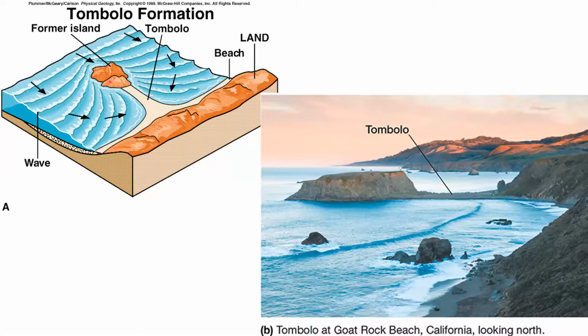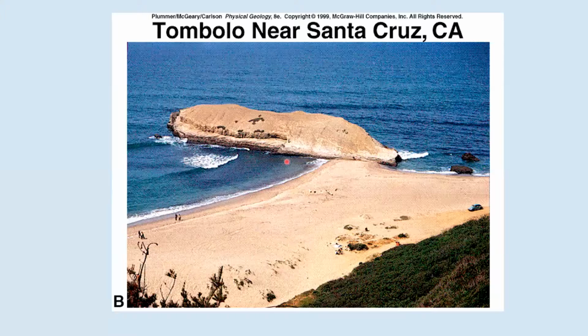So here you have a diagram showing a former island connected to the mainland, and here an example of a tombolo at Gold Rock Beach in California. Here is the tombolo connecting the island to the mainland. Another example, this is Greyhound Rock in Santa Cruz, connected to the mainland by a stretch of sand called the tombolo.